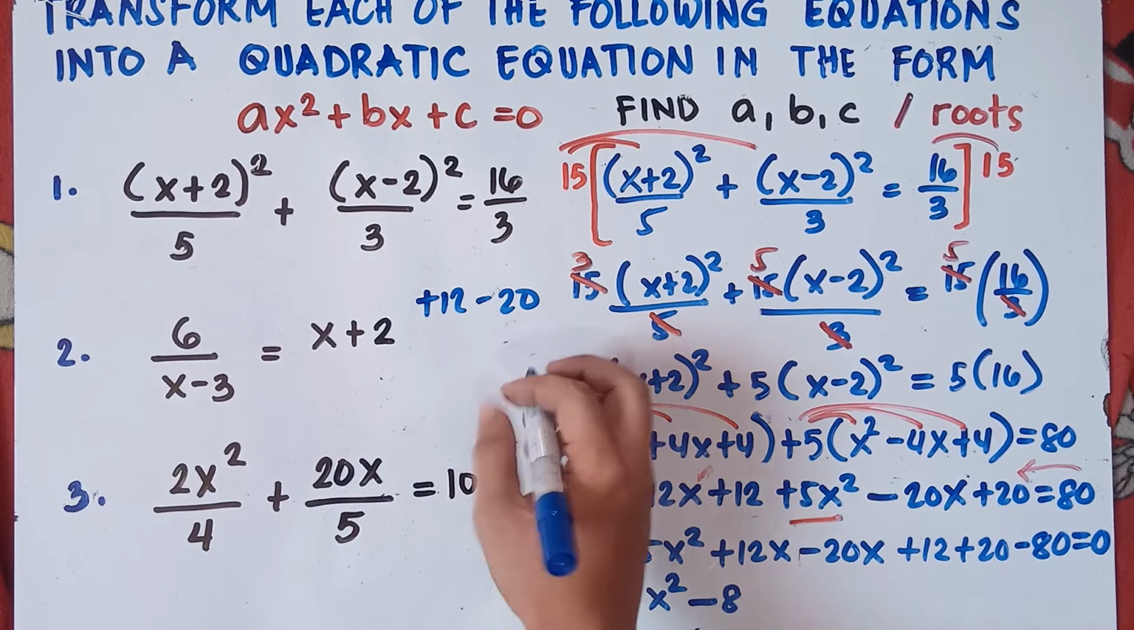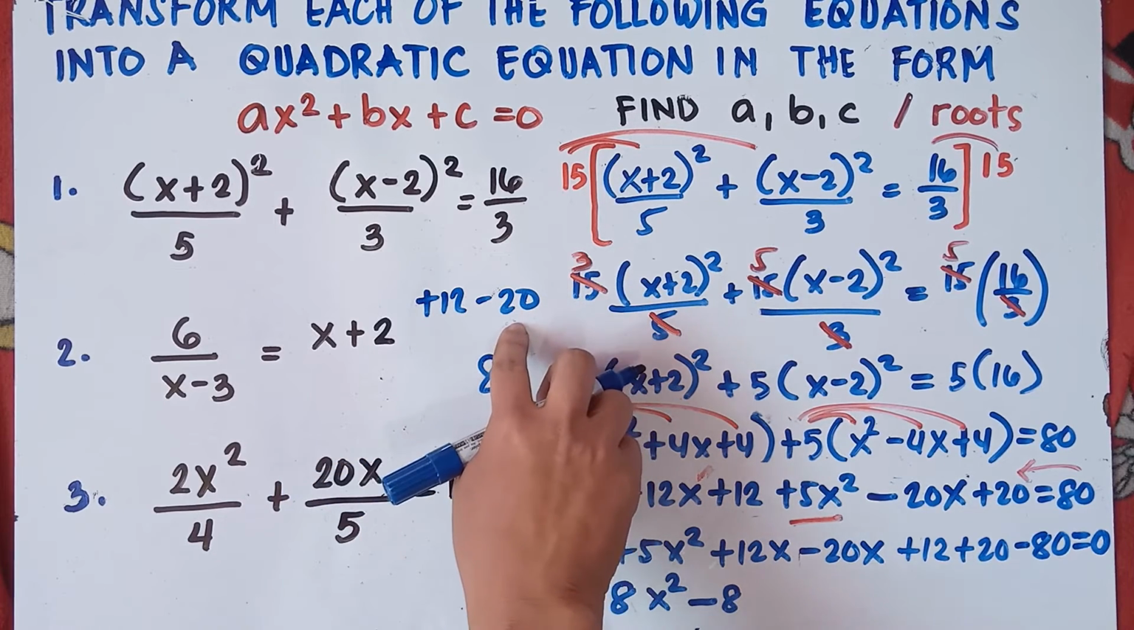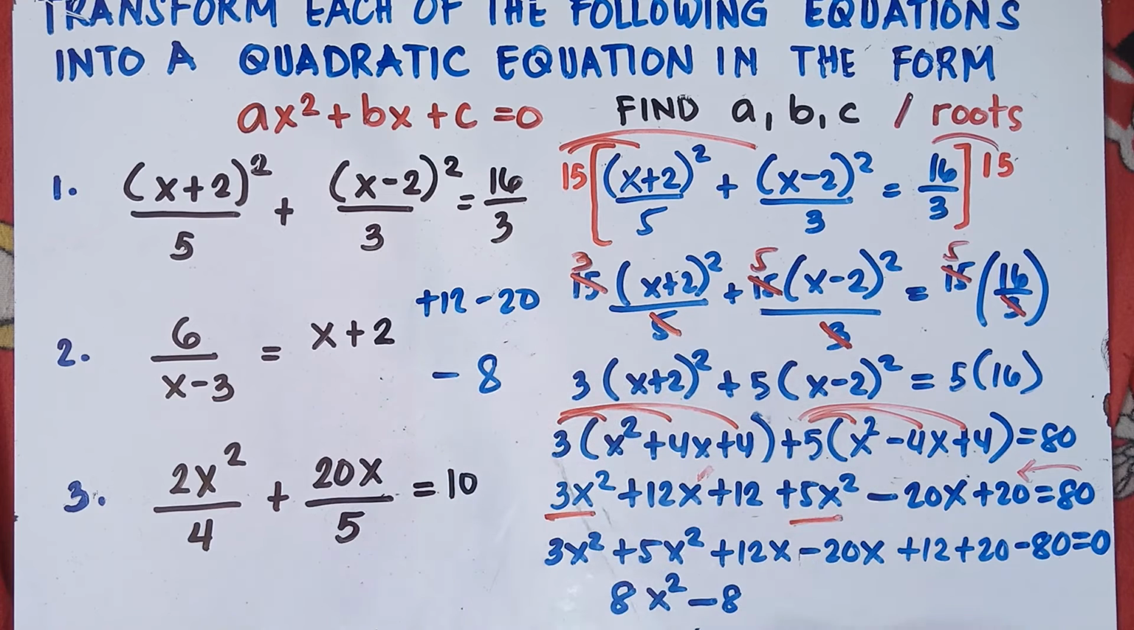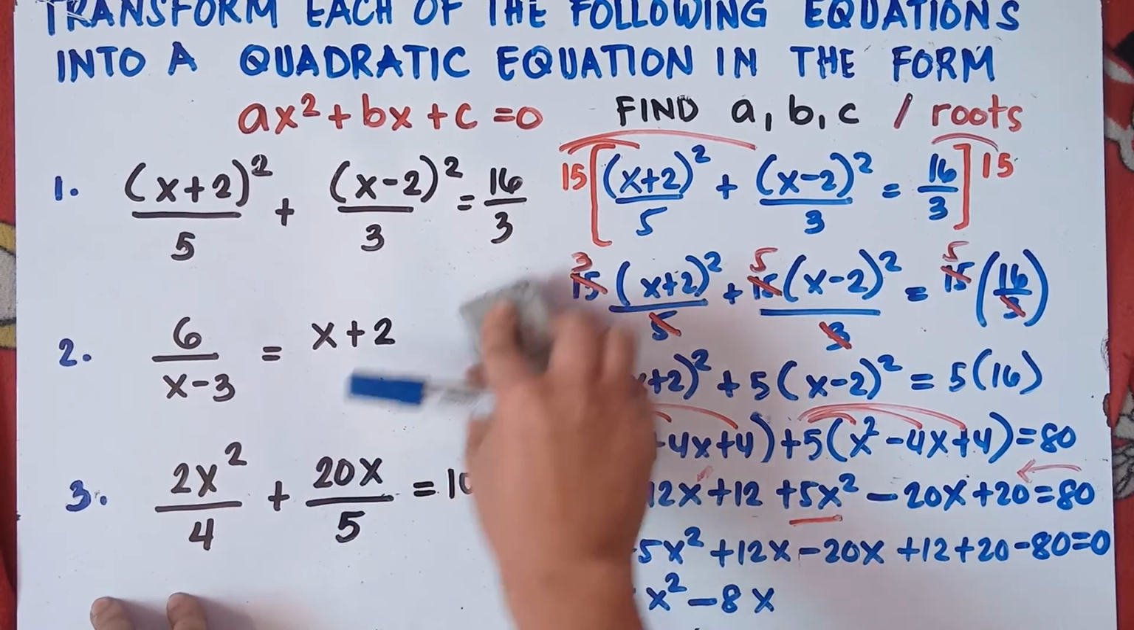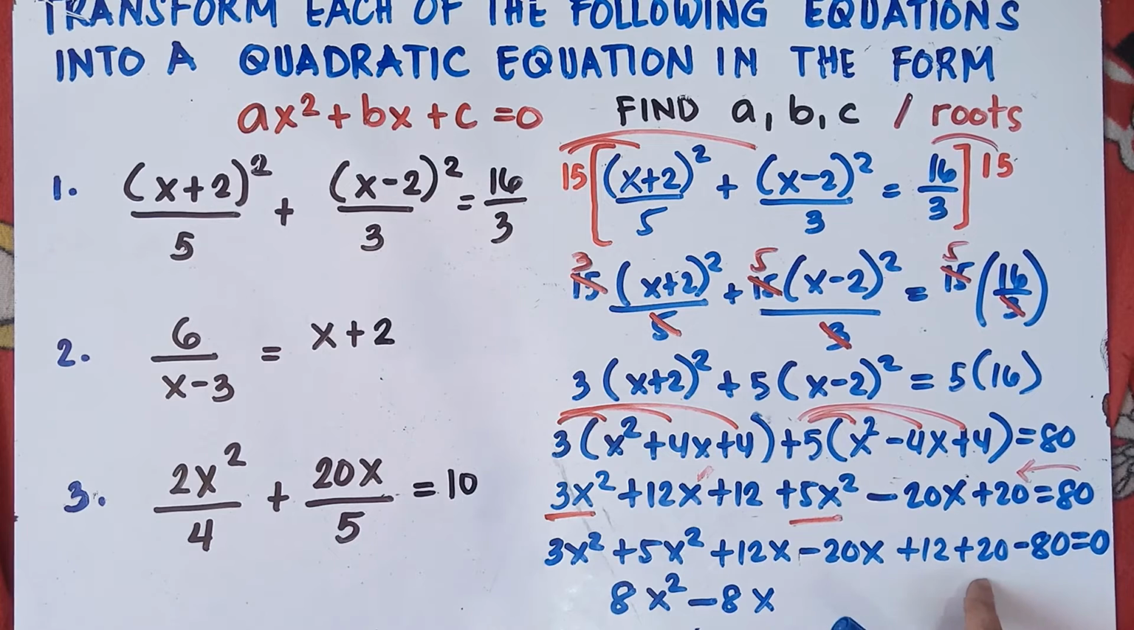Subtract, so 20 minus 12 is 8, and then copy the sign of the larger number. Copy the negative sign, class. So negative 8x. And then this one, you combine, this will be 12 plus 20. 12 plus 20, that is 32, minus 80.